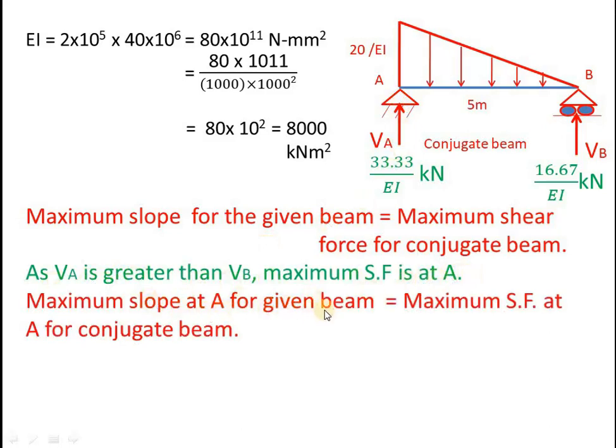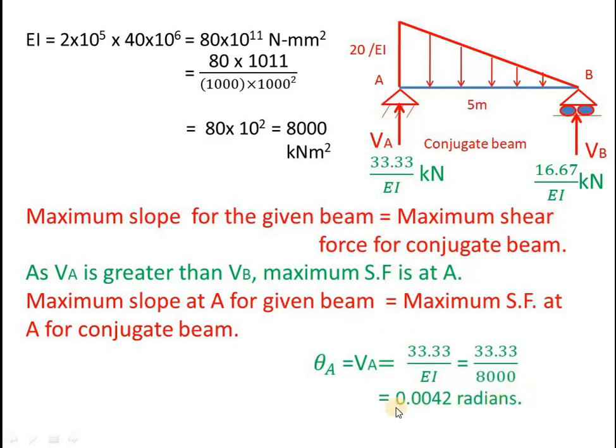Therefore, the maximum slope at A for the given beam is equal to the maximum shear force at A for the conjugate beam. That is theta A equals VA, the shear force, which equals 33.33 divided by EI. If you substitute the value of EI, you get 0.0042 radians as the maximum slope for the given beam.